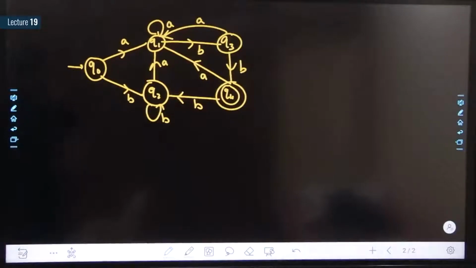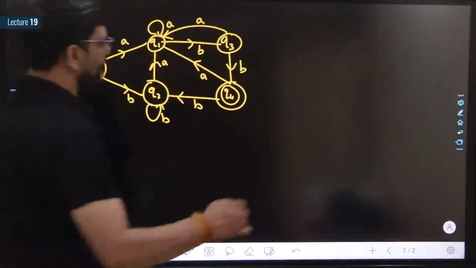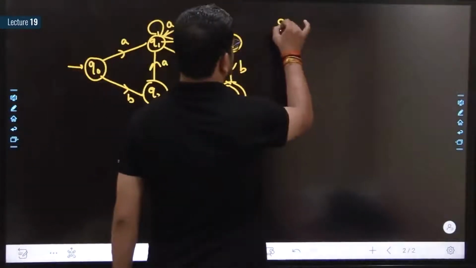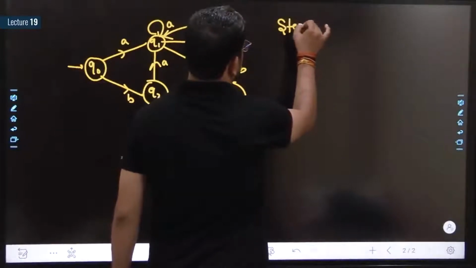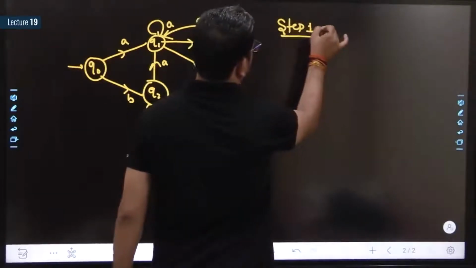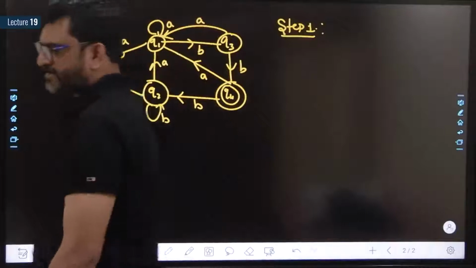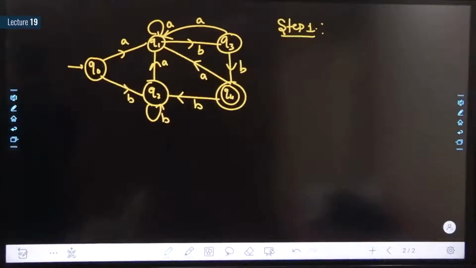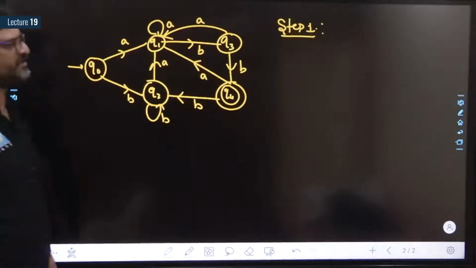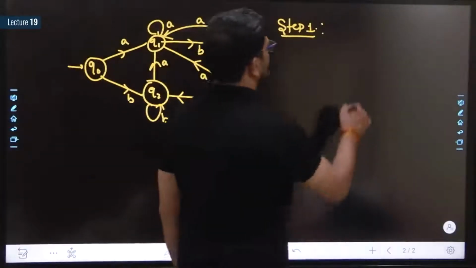What is step number one? Please listen carefully. Step number one: if there are any states which are unreachable from the initial state, delete those states and the corresponding transitions.